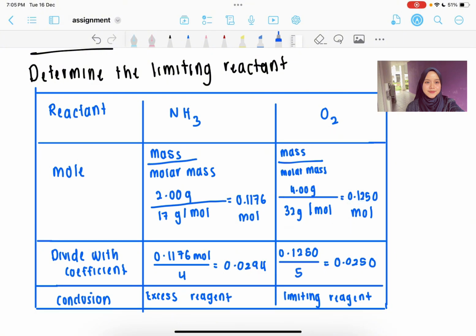And then divide by the coefficient. 0.1176 mole divided by 4 equal to 0.0294, and then for O2, 0.1250 divided by 5 equal to 0.0250. So the conclusion: the excess reagent is NH3 and O2 is the limiting reagent, because the mole for O2 is smaller than NH3.